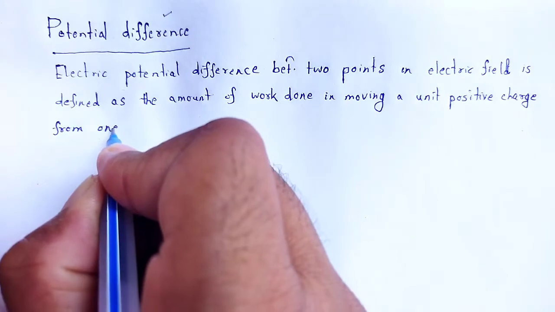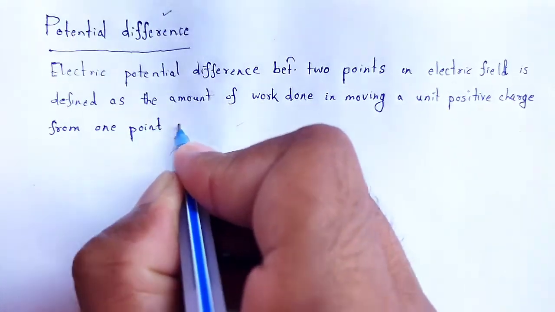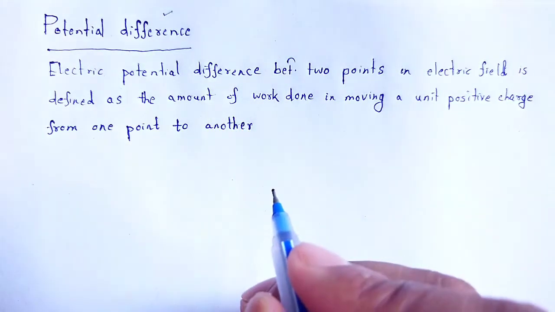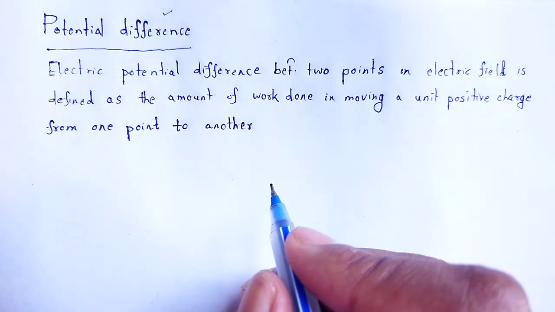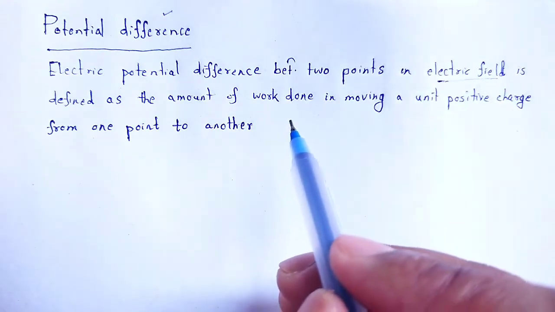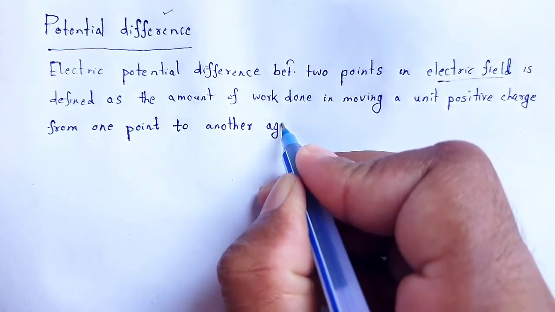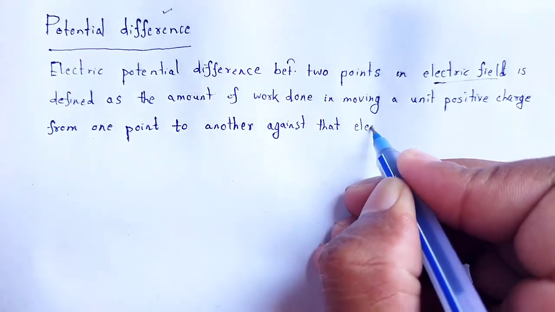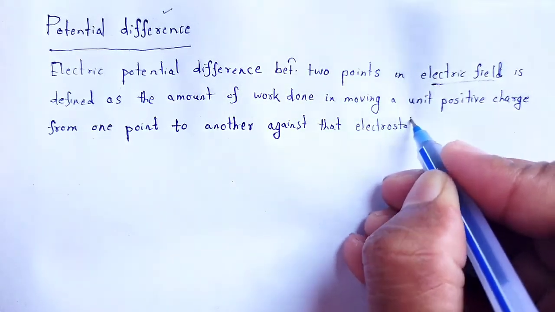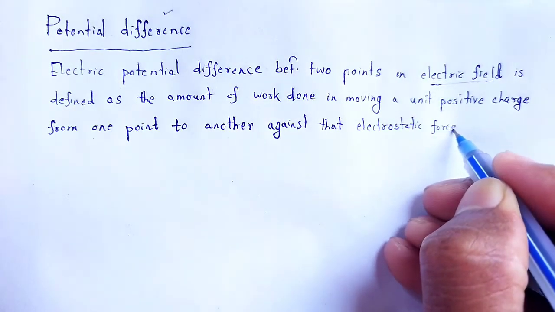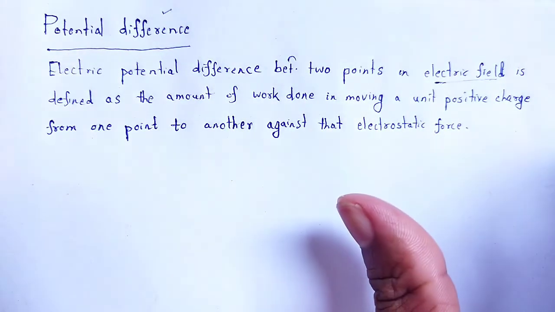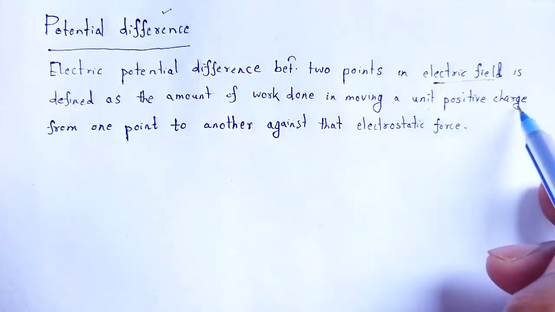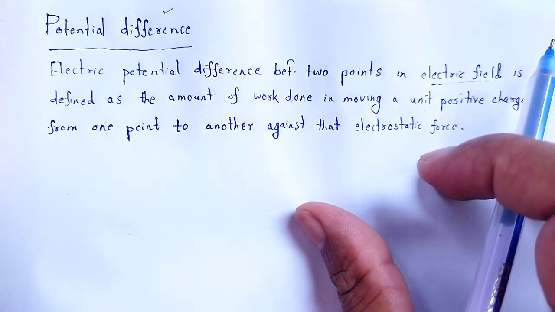from one point to another against that electrostatic force. And the potential difference between 2 points in an electric field is defined as the amount of work done in moving a unit positive charge from one point to another against that electrostatic force.